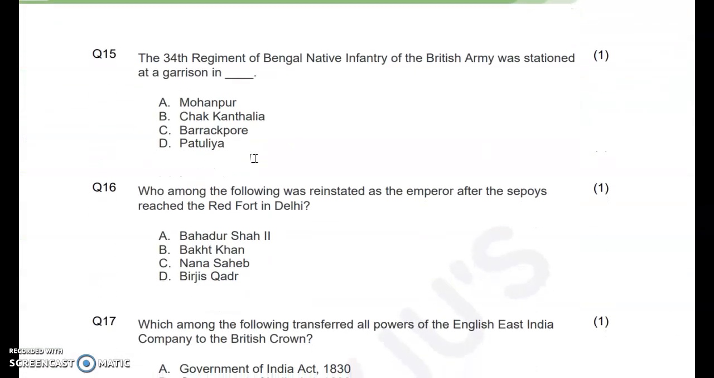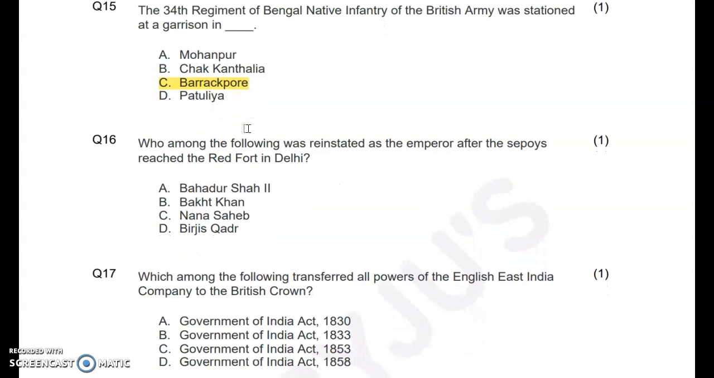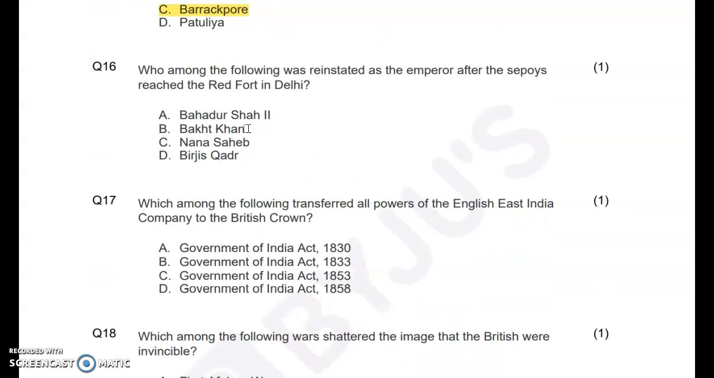The 34th Regiment of Bengal Native Infantry of the British Army was stationed at garrison in dash. Answer is C. Barakpur. Question number 16. Who among the following was reinstated as the emperor after the sepoys reached the Red Fort in Delhi. If you have read this in detail and you try to read each and everything from your book, you will be able to answer this question. Answer is Bahadur Shah II. In 1857, Bahadur Shah II was reinstated as the emperor after the sepoys crossed the river Yamuna and reached Red Fort in Delhi.